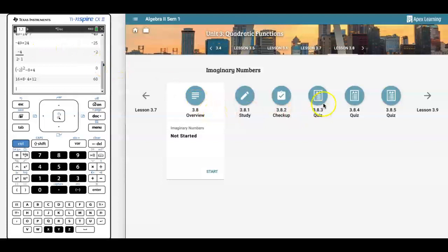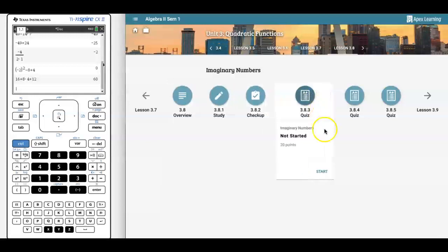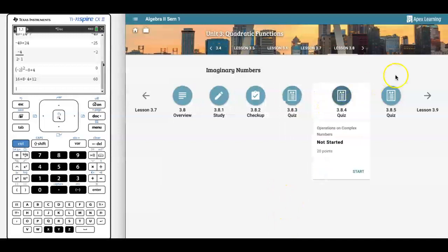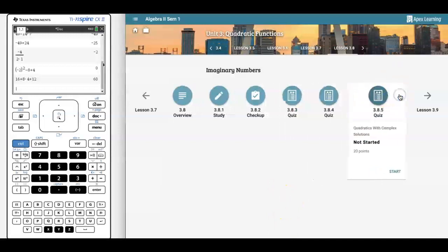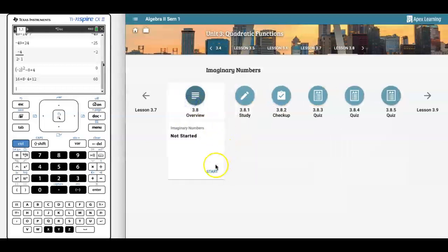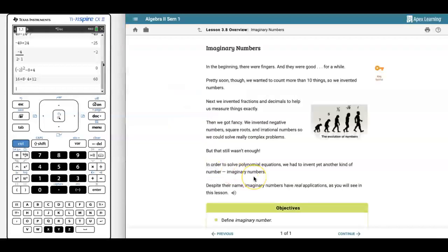All right, and again, there are 3 quizzes at the end, but I like it because it's a little bit more focused on what each of the quizzes is on. So first quiz is on imaginary numbers in general. Next one is on operations on complex numbers. And then the third one is on quadratics with complex solutions. So let's get started with the overview here.